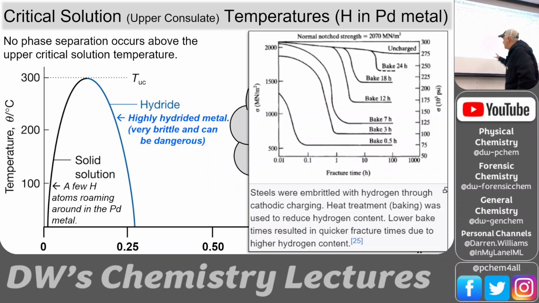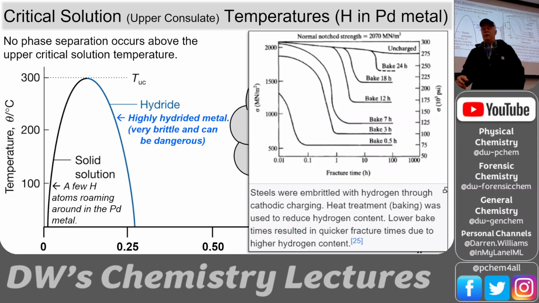And so this is a time to fracture, and it's a log scale. Highly hydrated, in about 0.1 hours it fractured, and that was with a half-hour bake time. They go to 3 hours, and then they get up to 1 hour bake time, fracture time. At 12 hours, they're getting close to 10 hours before it breaks, and so on. So this is just showing you that you can drive that hydrogen back out of the metal.